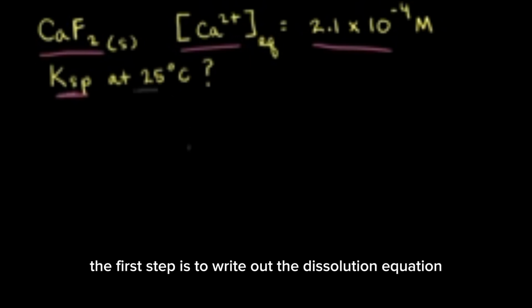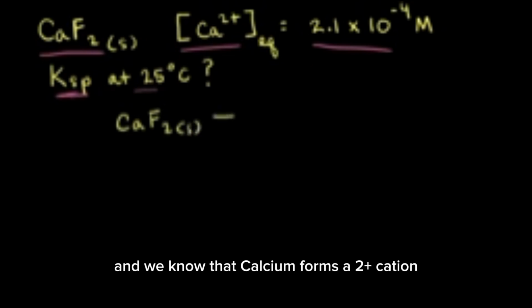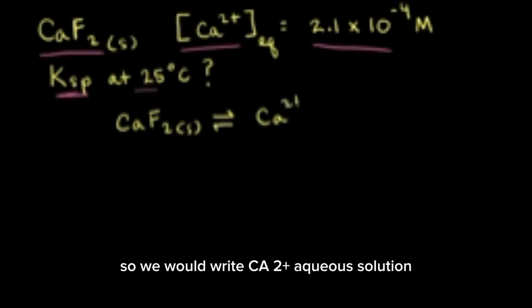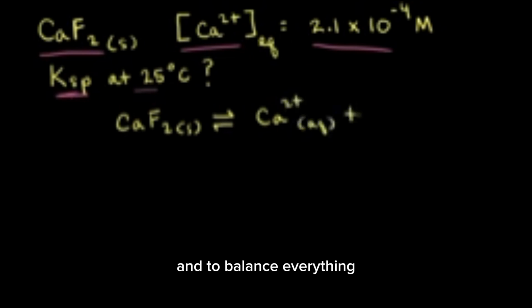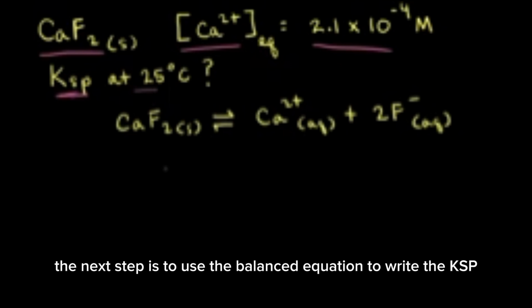The first step is to write out the dissolution equation for calcium fluoride. So we would write CaF2 solid, and we know that calcium forms a 2 plus cation. So we would write Ca2+ in aqueous solution. And to balance everything, we'd need 2 fluoride anions, so 2F-, also in aqueous solution. The next step is to use the balanced equation to write the KSP expression.